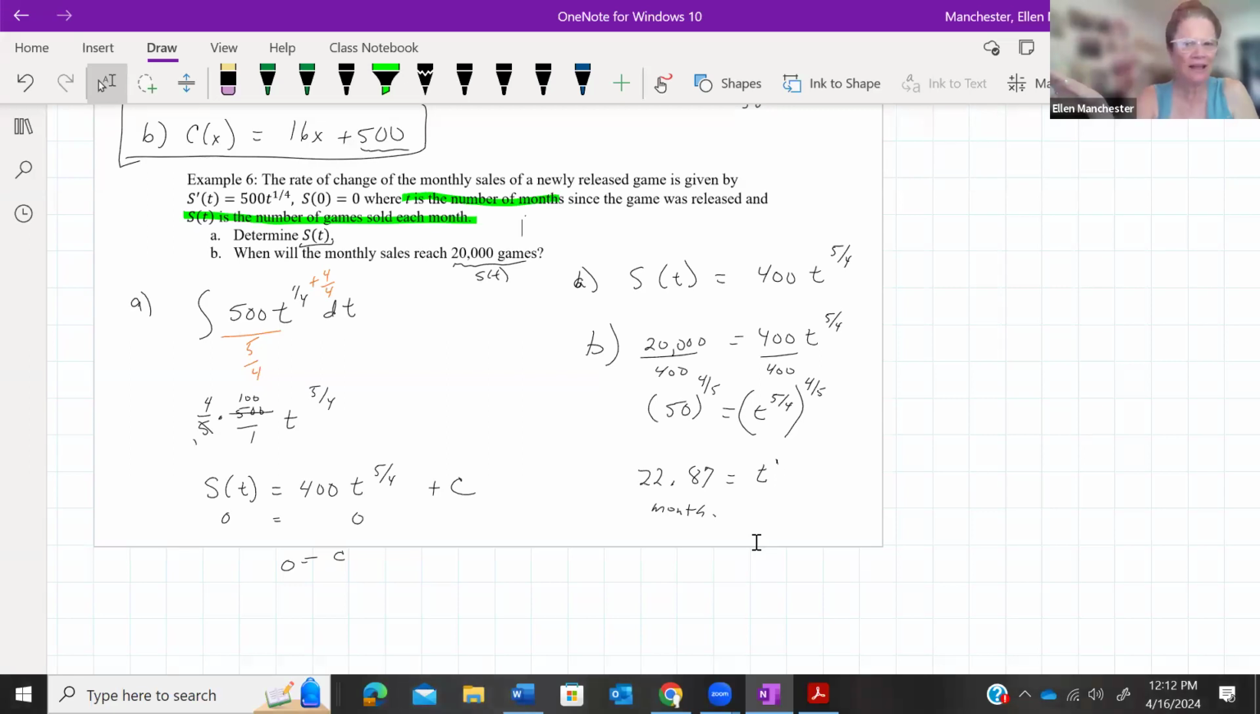So don't wait till the last minute. Get right in on 12.1 and get started on it. And then Thursday, we're going to do 12.5. And then we'll do chapter 13 next week, and then the review and then the final.